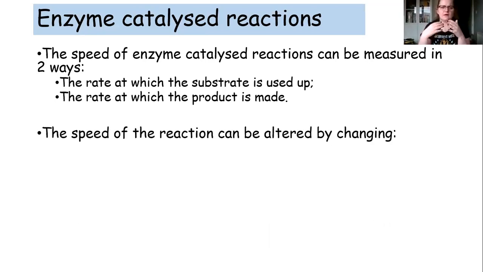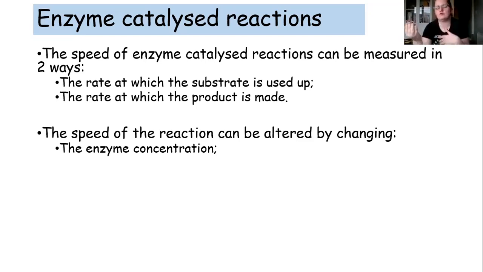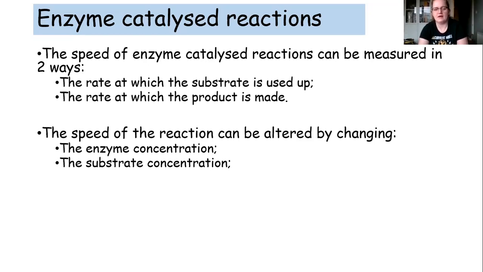The speed of our enzyme catalyzed reactions can be altered by changing a couple of things. We could change our enzyme concentration. We could increase the amount of enzymes present to increase the rate of reaction. The more enzymes that are present, the more active sites are present, and the more substrates can combine, the more reactions can take place. We can also speed up the reaction by increasing the amount of substrate present. Obviously, if we don't have much substrate, our reactions aren't going to take place really quickly. The more substrate we have, the faster it will take place.